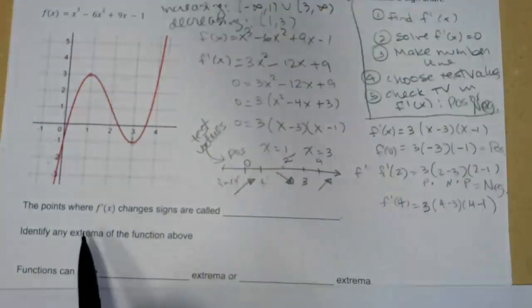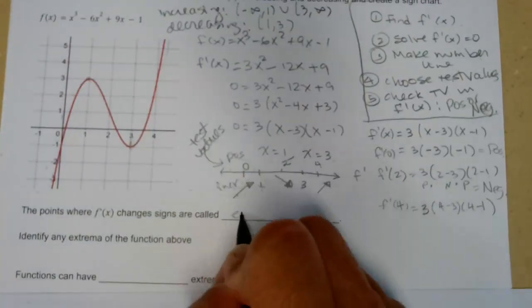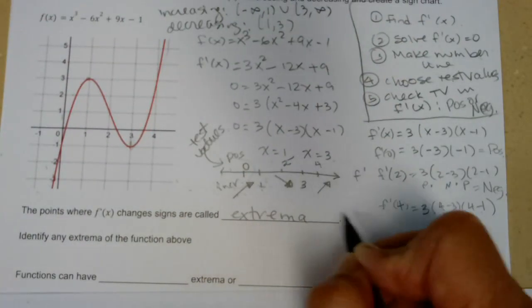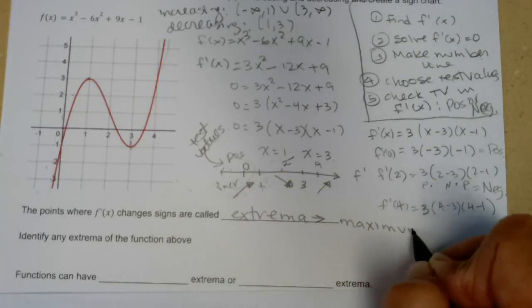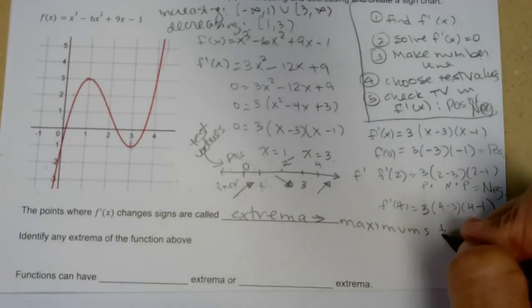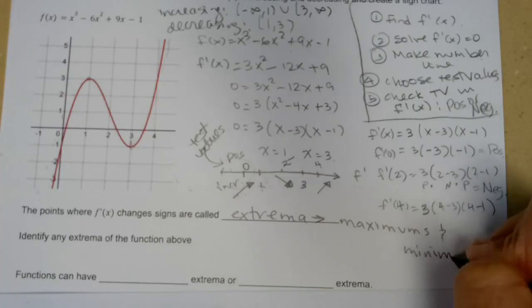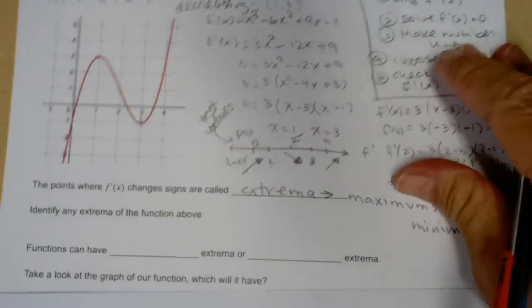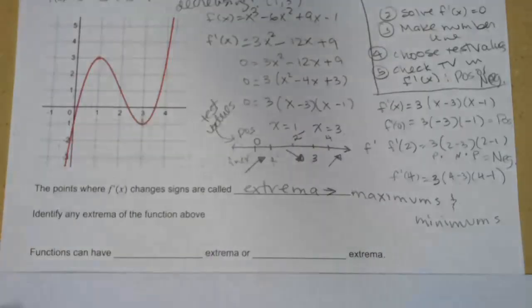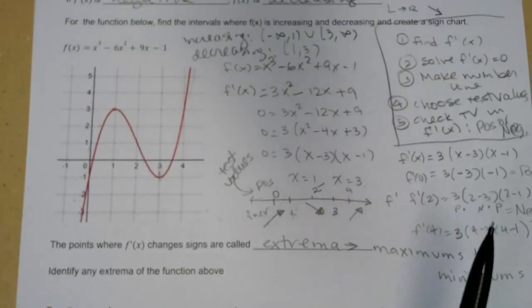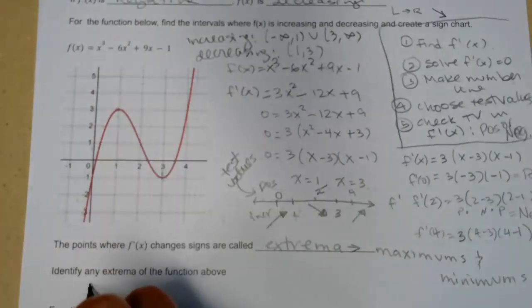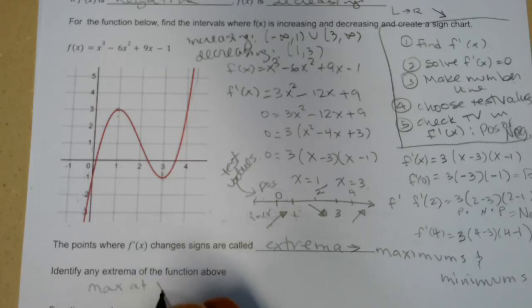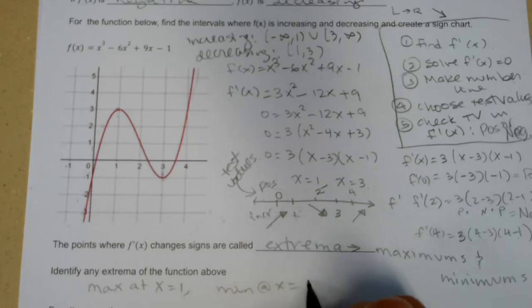So those points where f prime changes signs are called extrema. And extrema is just our fancy name for maximums. Yes, I know it's really maxima, but whatever. Maximums and minimums. So identify any extrema from my graph above or from the function above. Well, we can see on our graph that it happens, right? We have a max at x equals 1 and a min at x equals 3.